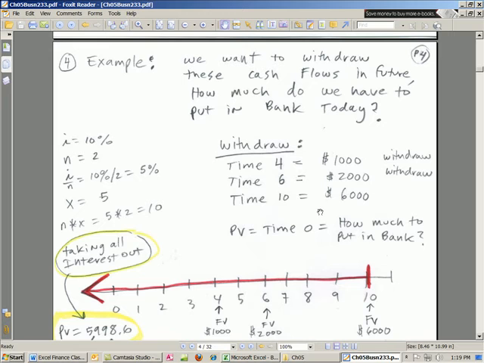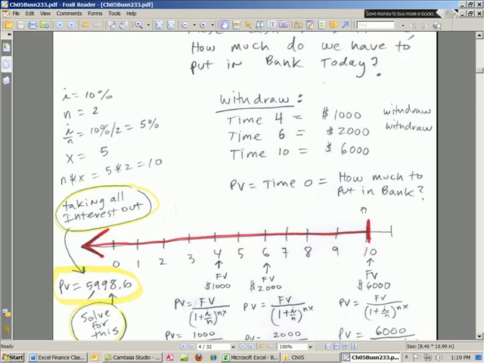We're going to go backwards. And here's the problem at hand. We want to withdraw these cash flows in the future. So we would like, in time 4, we have some expenditure we need to plan for, so we're going to have 1,000. Time 6, we have 2,000. And time 10. This isn't the same exact parallel example as that last one. But here are these future amounts. And we want to know, how much do we have to put in the bank today so that we're allowed to take these future cash flows out of the bank?